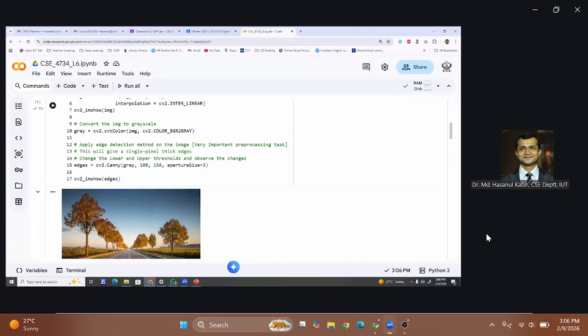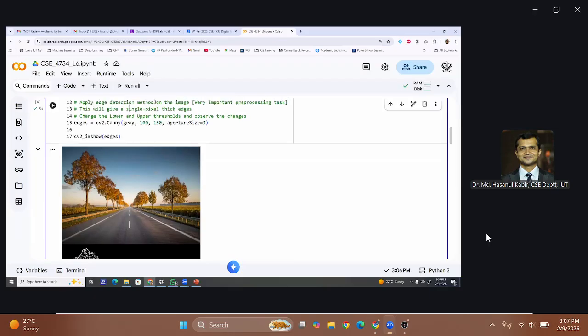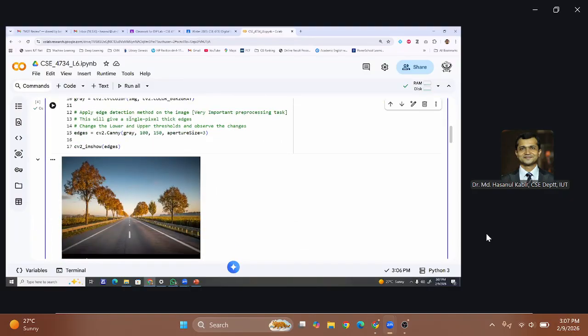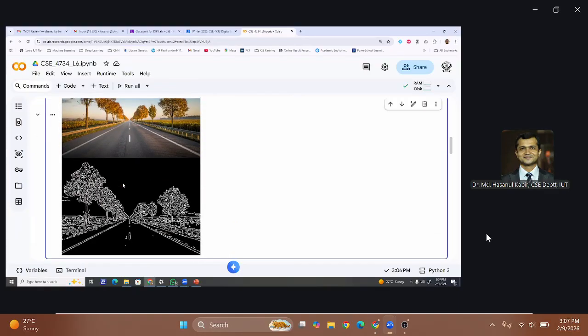So basically what we have done, we have computed the edges. Now we know that in case of edges, we will have thick edges, because whenever you use the Sobel operator, we get thick edges. Since I want single pixel thick edges, I have used the Canny edge detection algorithm. I haven't taught you the Canny edge detection algorithm, it's just an edge detector that will give single pixel thick edges. If you simply run this code, you will have these edge responses, and all these edge responses are single pixel thick.